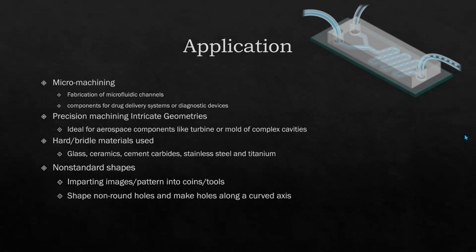Hard materials used, this is typically glass, ceramics, cement carbides, stainless steel, and titanium. And it can do non-standard shapes. So if you put like a coin onto the machine, it can impart an image onto it or a complex geometry. And then in addition, it can drill non-round holes and make holes around curved axes.